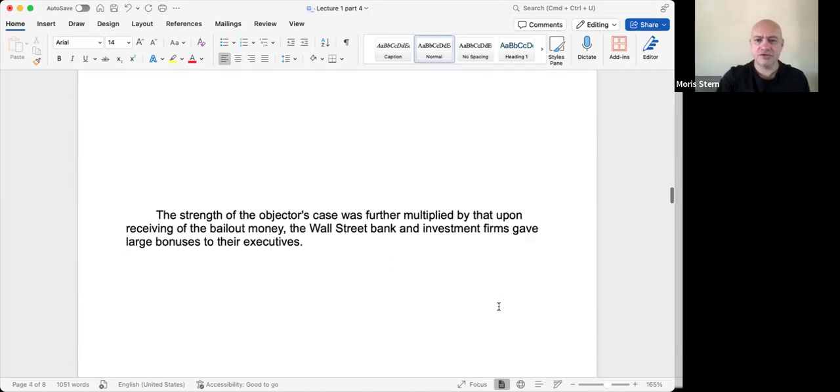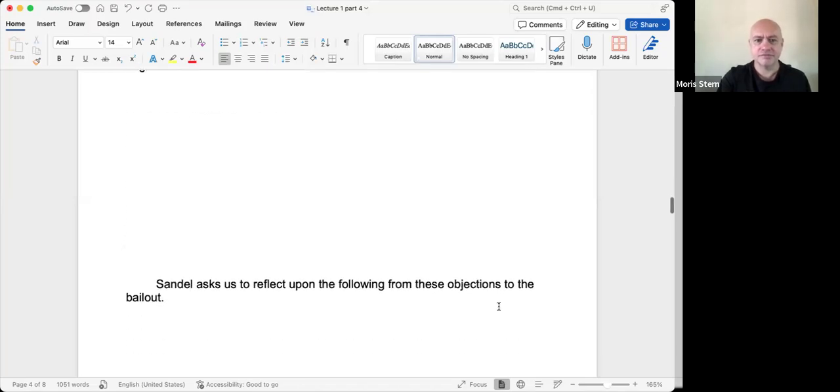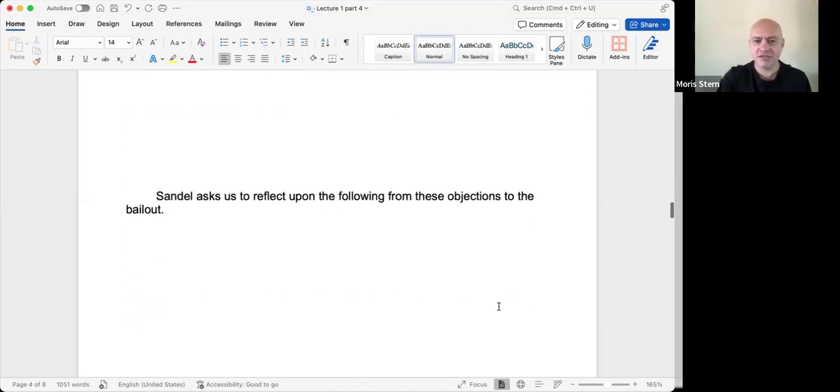The strength of the objector case was further multiplied by the fact that upon receiving the bailout money, the Wall Street banks and investment firms gave large bonuses to their executives. Again, this is part of the don't-deserve, freedom-based argument. Sandel asks us to reflect upon the following from these objections to the bailout.